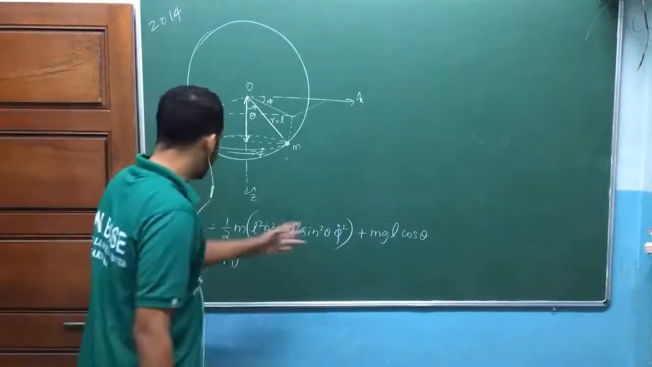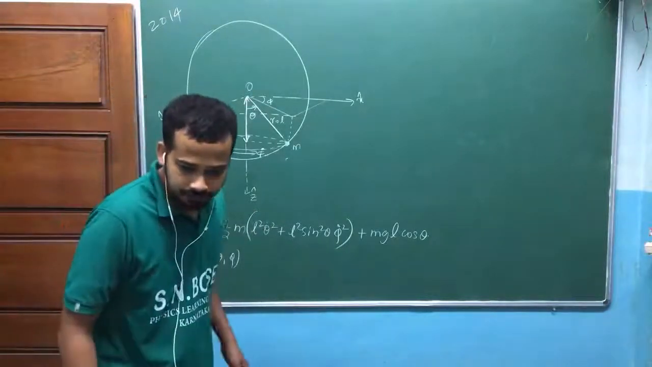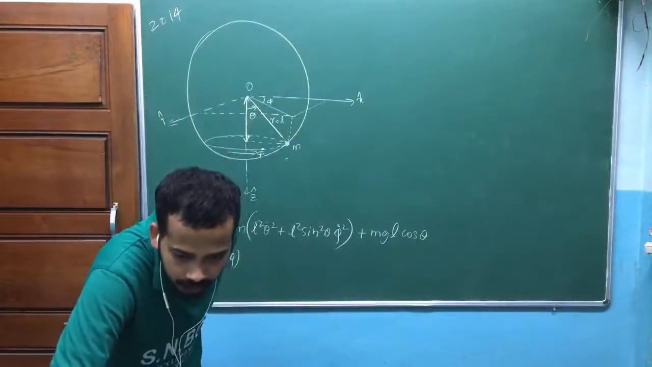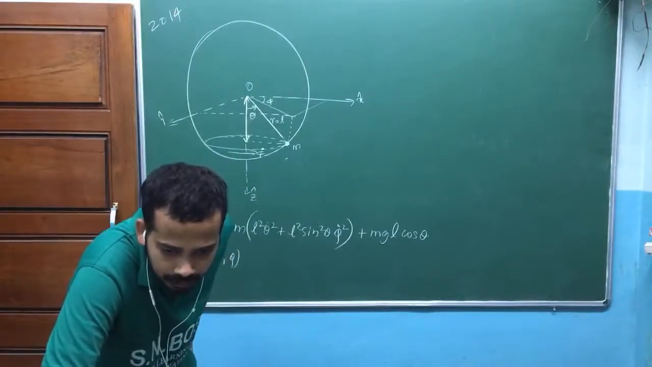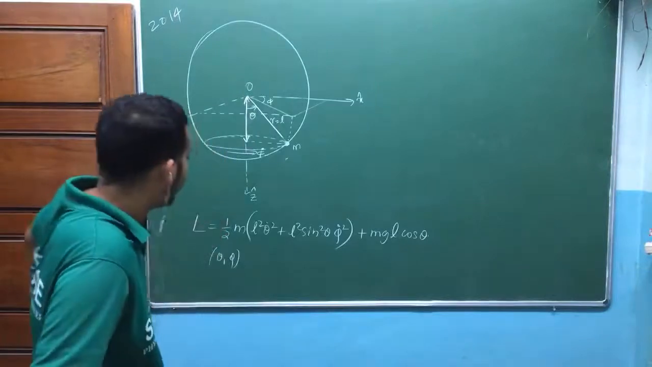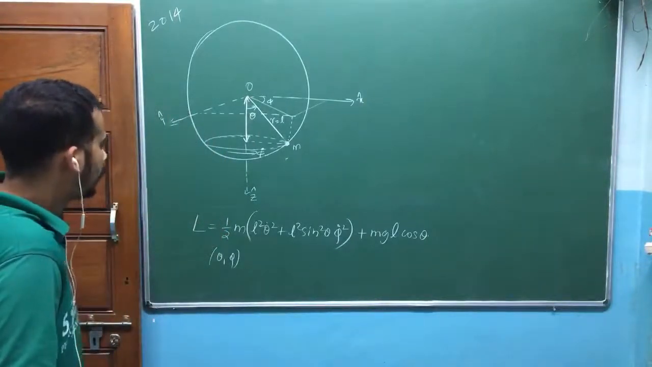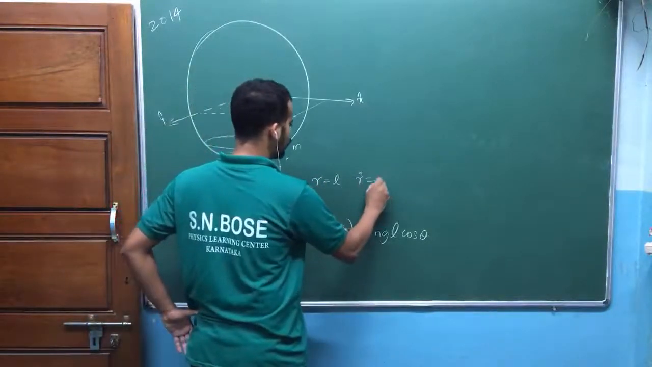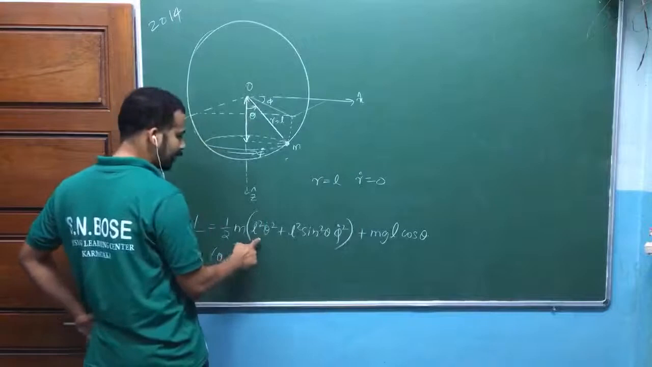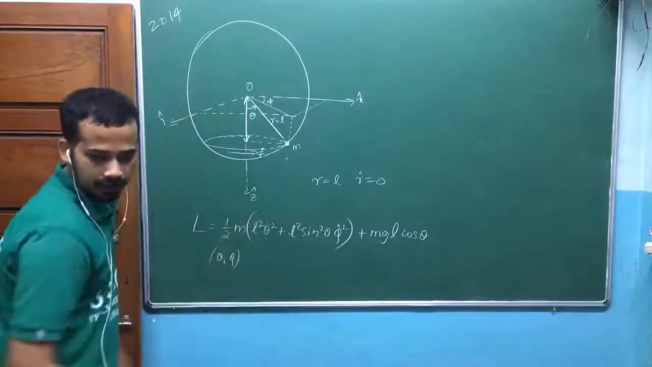Just by looking at the Lagrangian, can you say why L square is 0 in kinetic energy? No, r dot is not there. r is equal to L, r dot is equal to 0. This is only the theta cap and phi cap part of the velocity, squared and added.